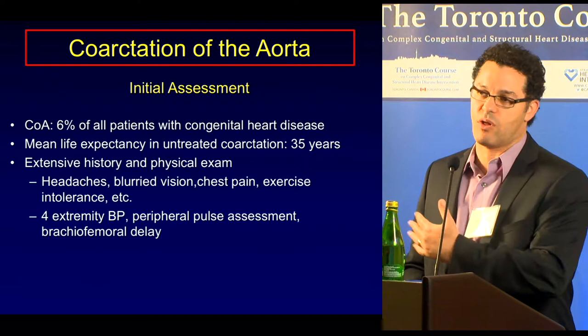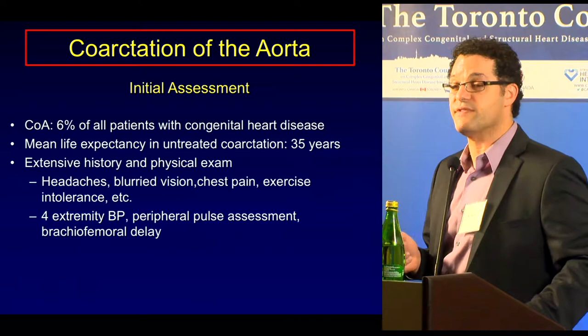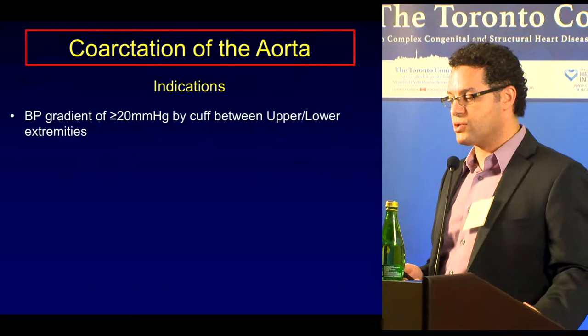And I'm not going to go through all of that here because this is a cath talk and we don't like to talk much about history, right? But history and physical is incredibly important, making sure you meet your indications. So indications: a patient with a blood pressure gradient of greater than or equal to 20 millimeters mercury by cuff between the upper and lower extremities.